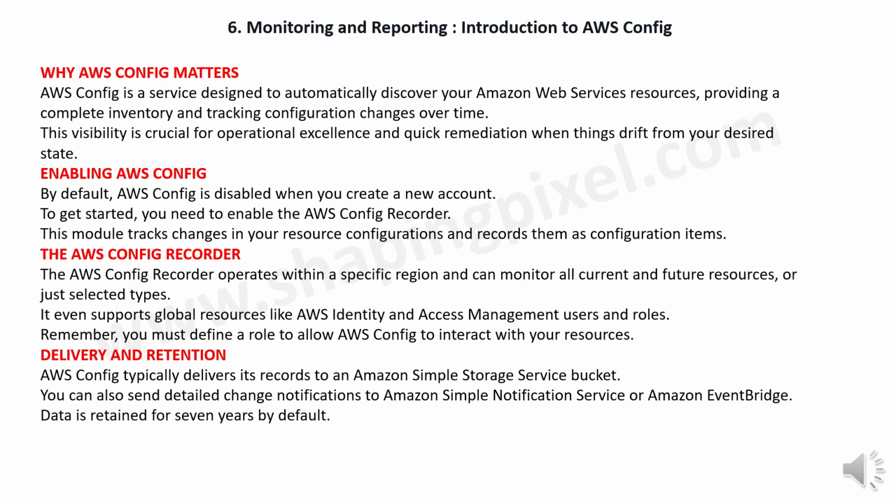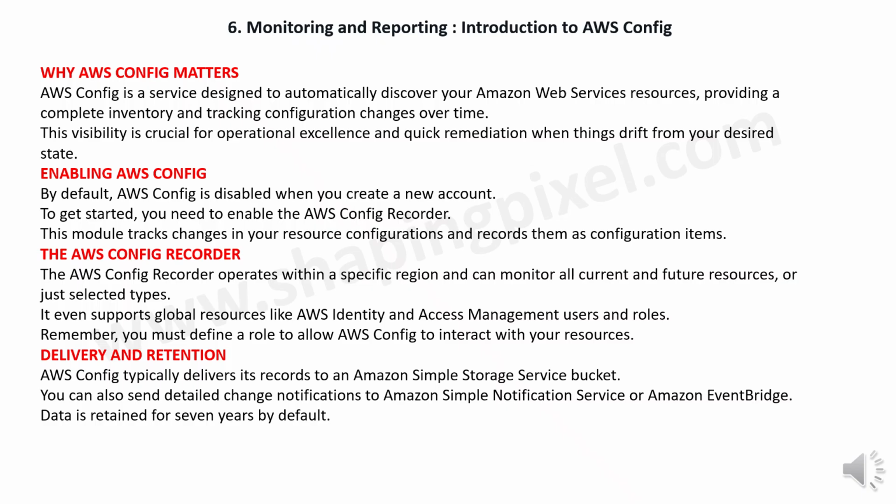Managing a handful of machines is simple, but as your fleet grows into the hundreds or thousands, maintaining consistency becomes a real challenge. That is where automation and AWS Config come in. AWS Config is a service designed to automatically discover your Amazon Web Services resources, providing a complete inventory and tracking configuration changes over time. This visibility is crucial for operational excellence and quick remediation when things drift from your desired state. By default, AWS Config is disabled when you create a new account. To get started, you need to enable the AWS Config Recorder.